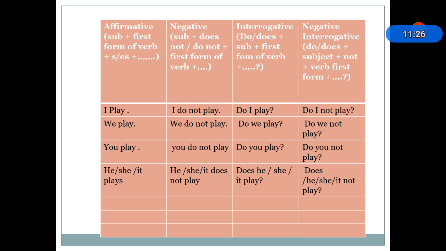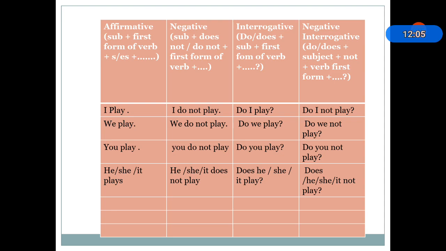So can you see the difference in all the sentences? First is I, that is the first person. We have used the first form of verb. The three forms of verb play are play, played, played. So here we have used the first form of verb, but as the rule says, s or es is not added. Why? Because with the first person and the second person we do not add s or es to the first form of verb.